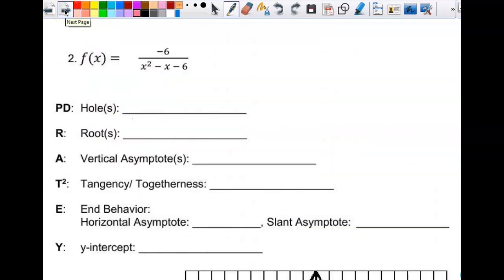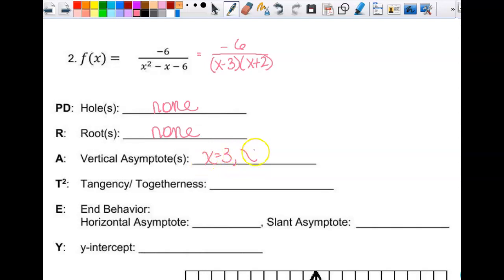All right, so I'm going to start off by factoring. So I'm going to get negative 6 over, so it'll be x minus 3 times x plus 2. Will I have any point discontinuity? No. How many roots do I have? None. There's no variables in the numerator. How many vertical asymptotes do I have? 2. I have one at x equals 3, one at x equals negative 2. Any tangency or togetherness? Nope.